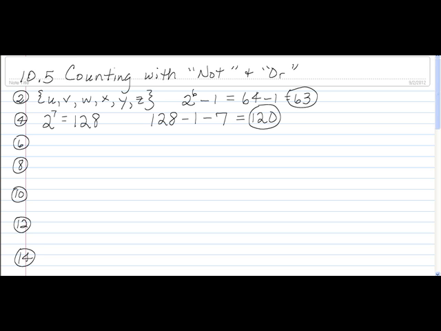Okay, and number 6, at least 1 of each. So again, 7 coins, we're going to have 128 possibilities, and we have only 1 possibility where it's all heads and 1 possibility where it's all tails. So that leaves 126, where we have at least 1 of each.